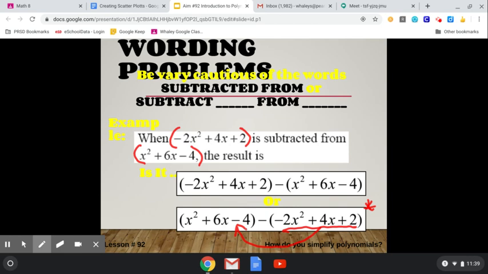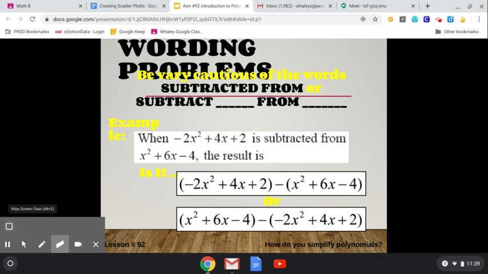And then I'm not going to do the whole problem out, but we would distribute this negative here to all the terms and then combine like terms. You'll get a chance to do that for homework and practice.